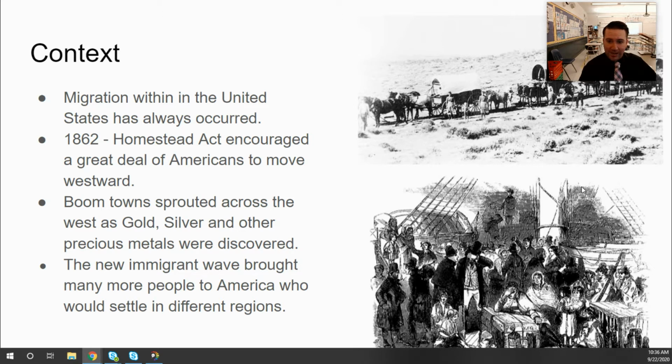In 1862, we have the Homestead Act, and that's pushing a lot of people westward. And because of the availability of land, a lot more people are settling into the West and so forth. We also see boomtowns start to spring up in the 1850s, 60s, and 70s.